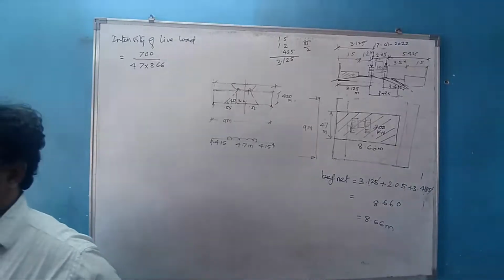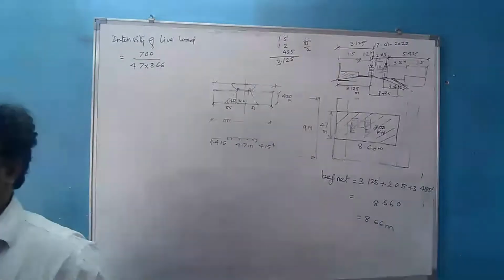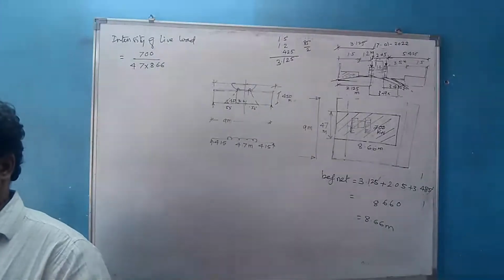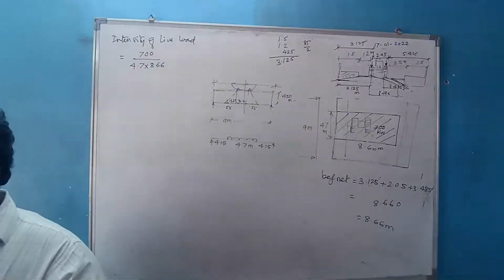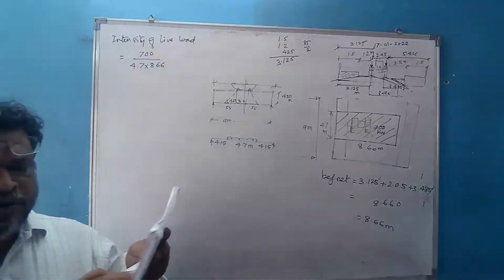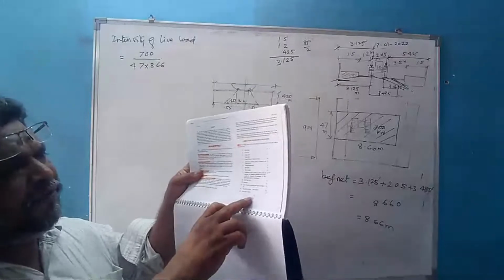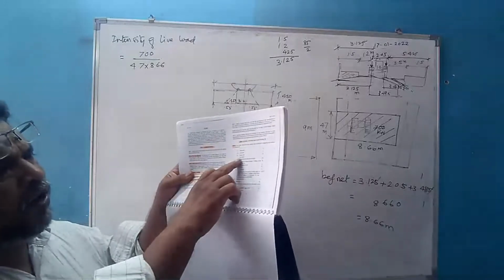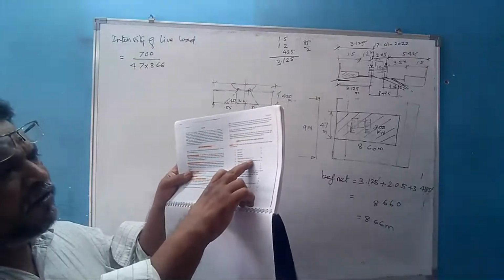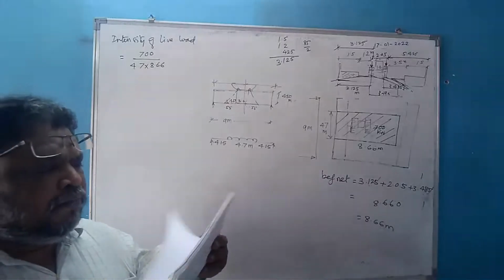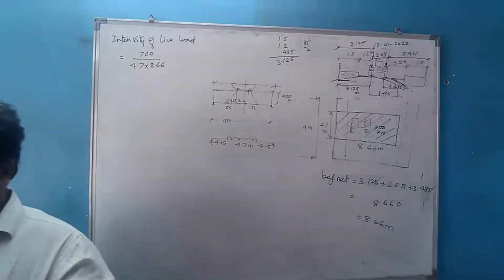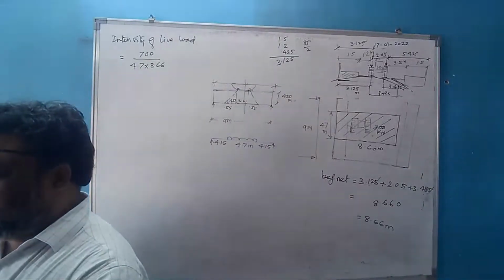But as I have told you, here we will be designing only for the dead and live load. But the impact load, that is serial number 4 on page number 5, clause 202.1, impact factor for the vehicular live load. Please refer to this. How to consider this, the impact factor?